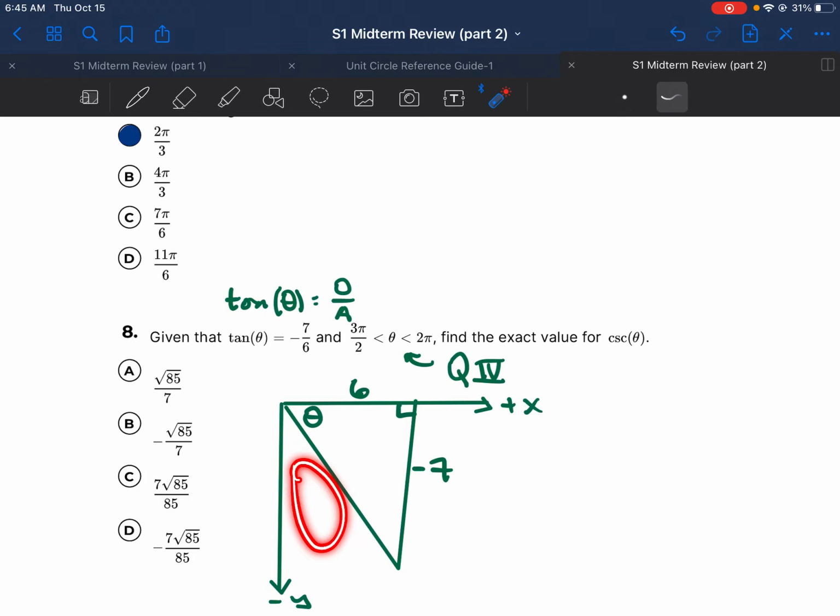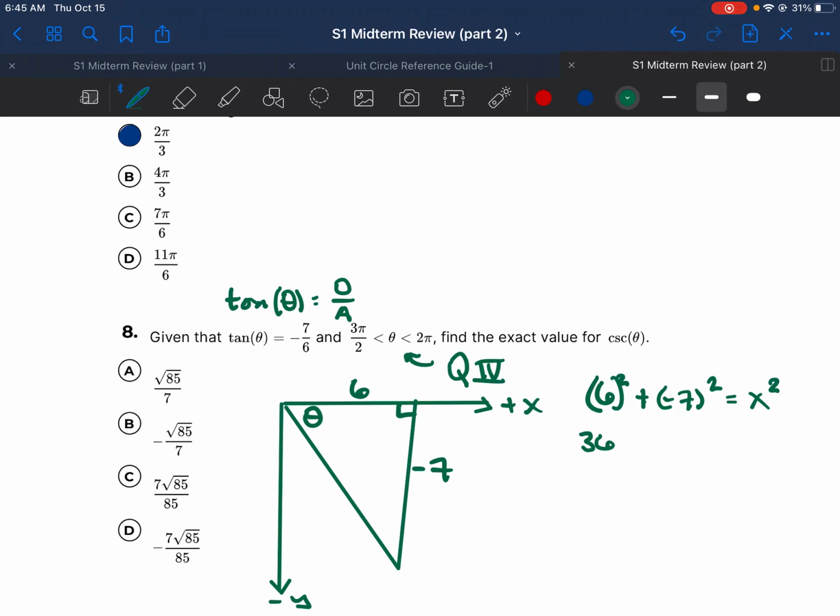Now, we need to go ahead and find the hypotenuse, because when we calculate cosecant of theta, we're going to need the hypotenuse to do that. So let's use Pythagorean's theorem. 6 squared plus negative 7 squared equals x squared. 6 squared is 36. Negative 7 times negative 7 is positive 49. We add those together, we get 85. And then we take the square root of both sides. We get that x is equal to the square root of 85. The square root of 85 cannot be reduced any further, so our hypotenuse is square root of 85. And note that the hypotenuse will always be positive in these triangles.